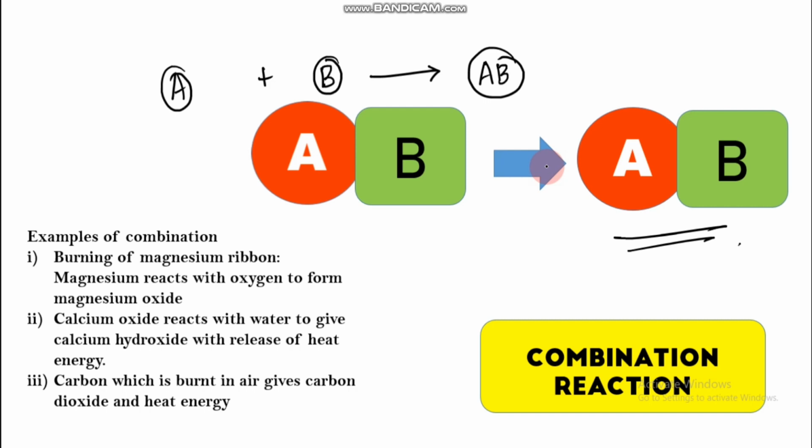Okay, now there are few examples which I have listed down here, and I want you people to write the balanced chemical equation for those examples, like burning of magnesium ribbon. So magnesium reacts with oxygen to form magnesium oxide. Calcium oxide reacts with water to give calcium hydroxide with the release of heat energy. And carbon which is burnt in the air gives carbon dioxide and heat energy.